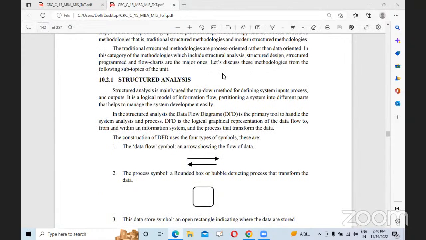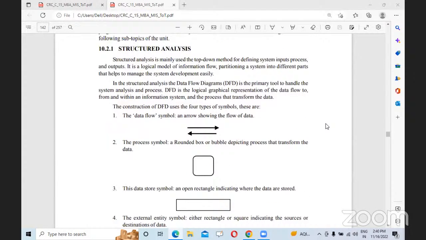Structured analysis is mainly used as a top-down method for defining system input, process, and outputs. It is a logical model of information flow, partitioning a system into different parts that helps to manage the system development easily. In structured analysis, data flow diagrams are the primary tool to handle the system analysis and process. Data flow diagrams are the logical graphical representation of the data flow to, from, and within an information system and the process that transforms the data.